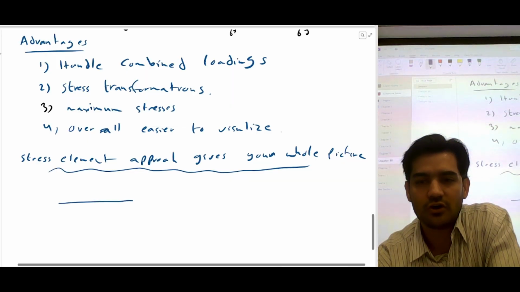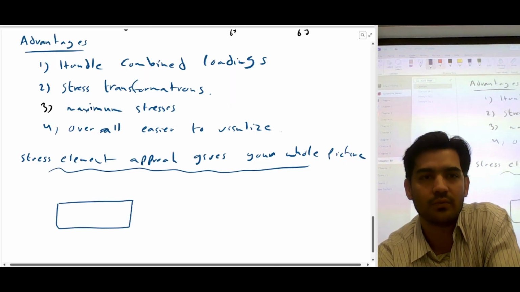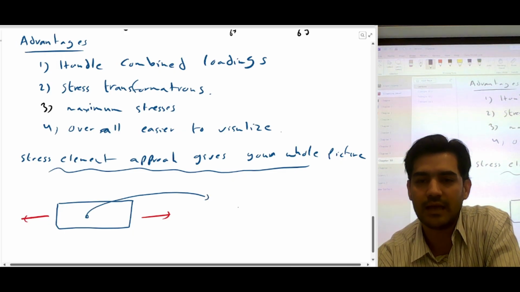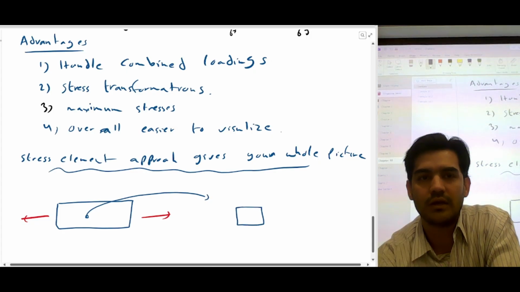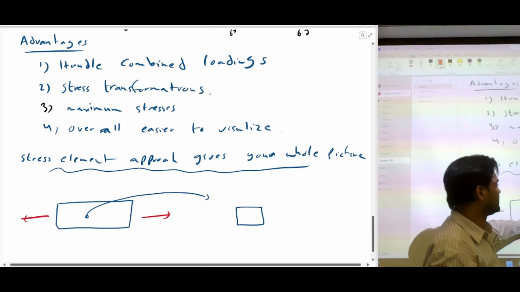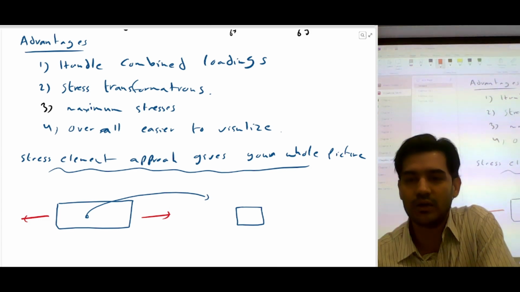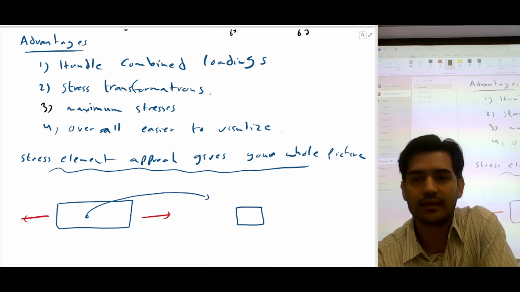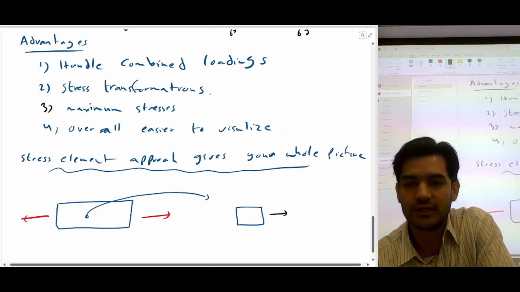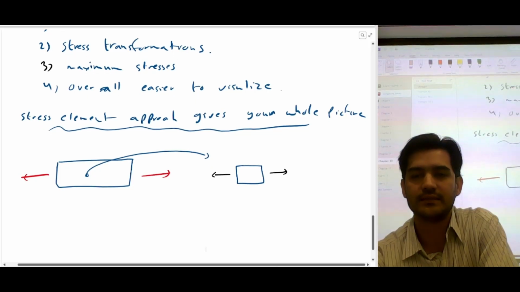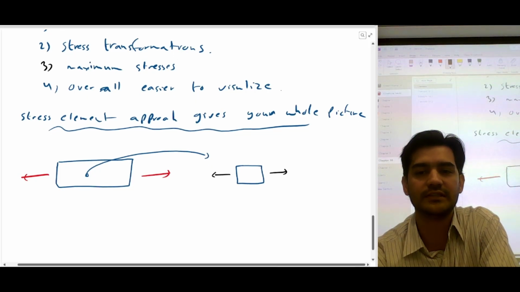So I'm just going to draw this member, and I'm going to draw this. These are the external loads. So if you take one stress element out, in this particular case you only have normal force, so your stress element will look like this. So black is for the internal load, this is the external load.